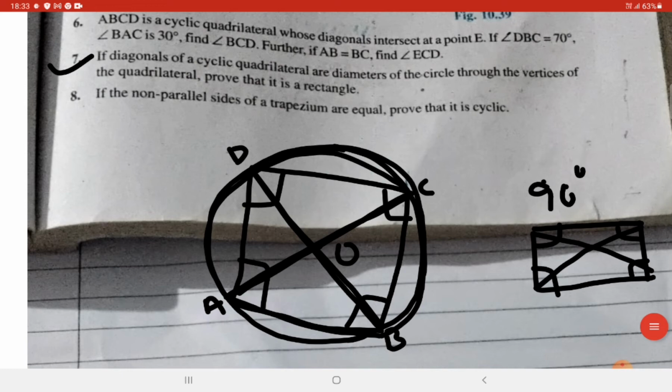Now what about its diagonals, AC and BD? Its diagonals are the diameters. We know the diameters of a circle are equal. See, if the radius is 3 cm, then BD is equal to 6 cm, AC also 6 cm. So diameters of a circle are equal in length. So the diagonals of the quadrilateral are equal. Hence ABCD is a rectangle.